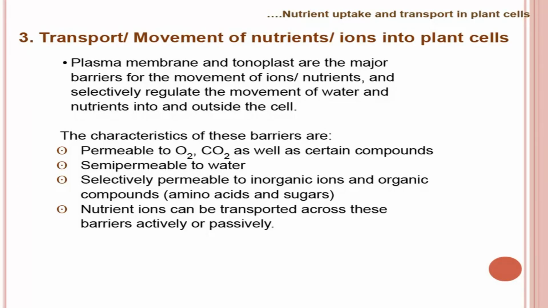Transport or movement of nutrients or ions into the plant cells. Plasma membrane and tonoplast are the major barriers for the movement of ions or nutrients and selectively regulate the movement of water and nutrients into and outside the cell. I think you have already studied the plasma membrane. This is a very important membrane. It is enclosed by cell walls in the plant cell.